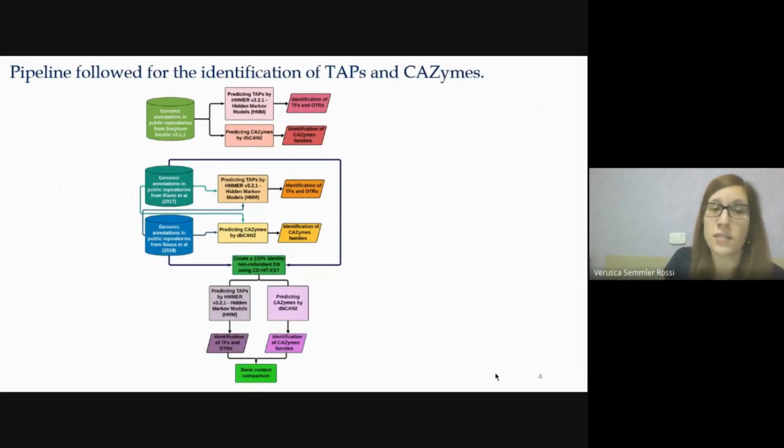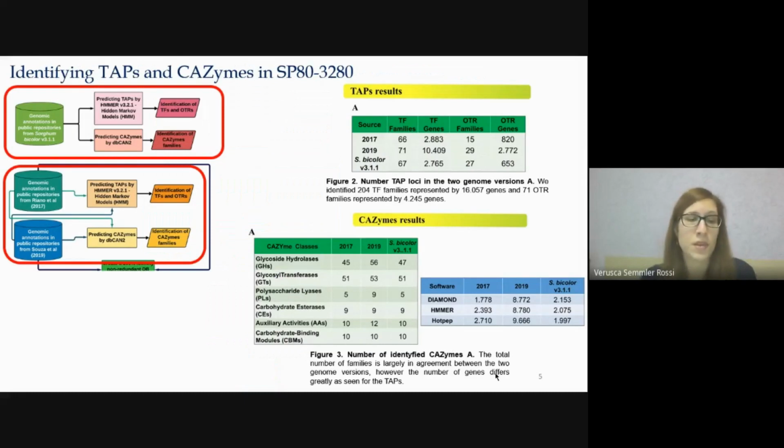Here in this slide, we can see the pipeline we used to identify TAPs and CAZymes. For sorghum, we identified these proteins with a non-redundant database, while for the two versions of sugarcane, we performed the gene predictions with a non-redundant database and with a redundant database. And we also performed the genomic identification of all transcripts. And here, as we can see, is the prediction of TAPs and CAZymes following the process shown in the workflow.